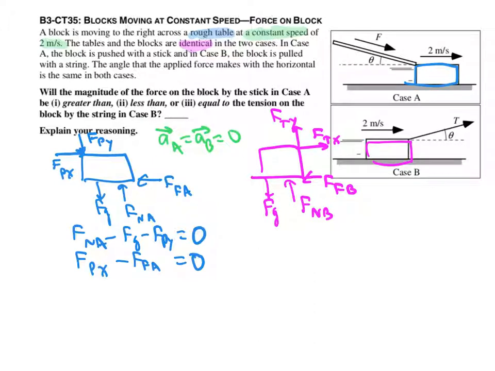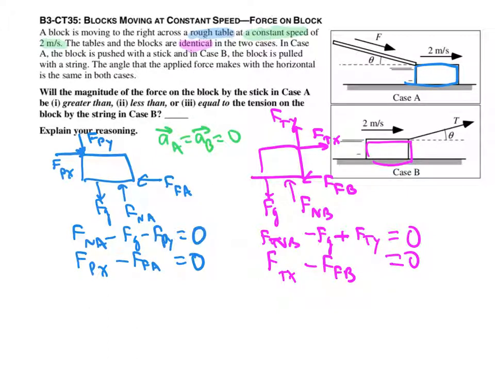And analogously over here, we'll have FNB minus FG plus FTY, because this one is pointing upward, the same as FN, so they come with the same sign. And those will have to equal the mass times the acceleration, which is 0. And likewise, this plus this in a vector sense, meaning if this is positive, then FFB has to be treated as negative, and that's 0 as well.